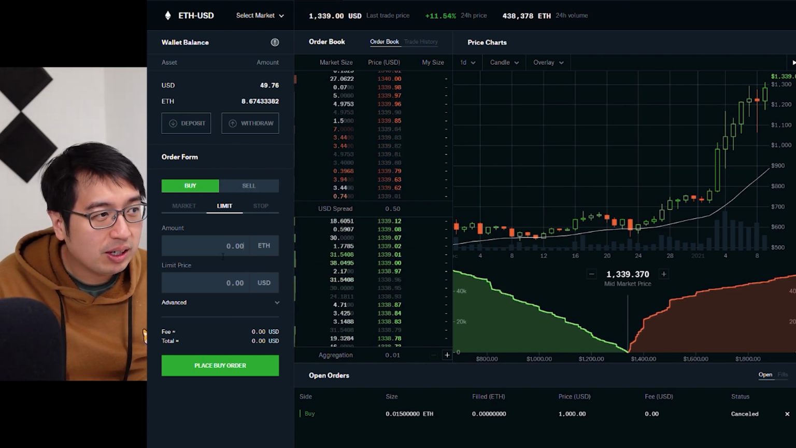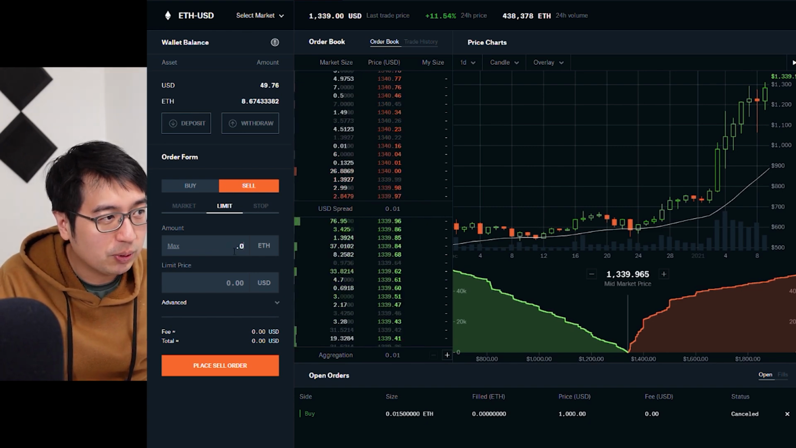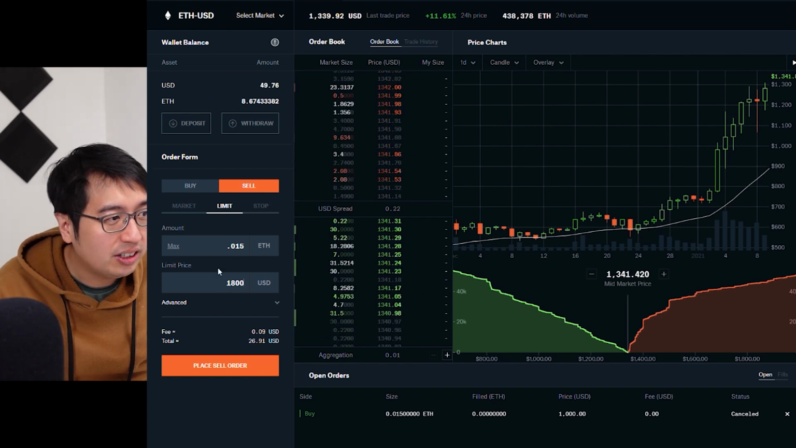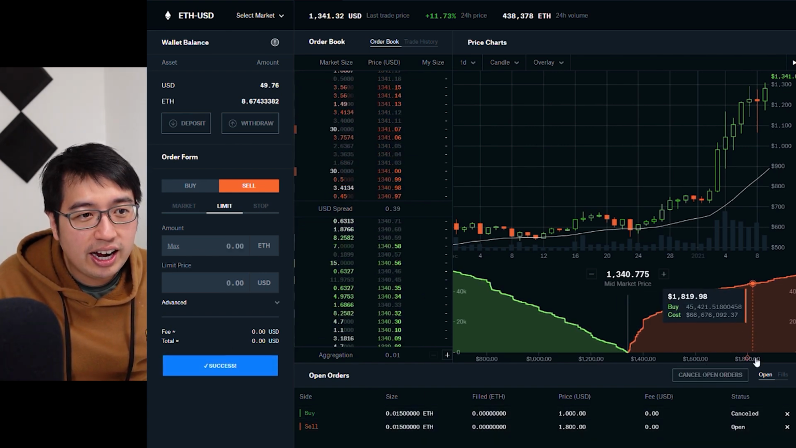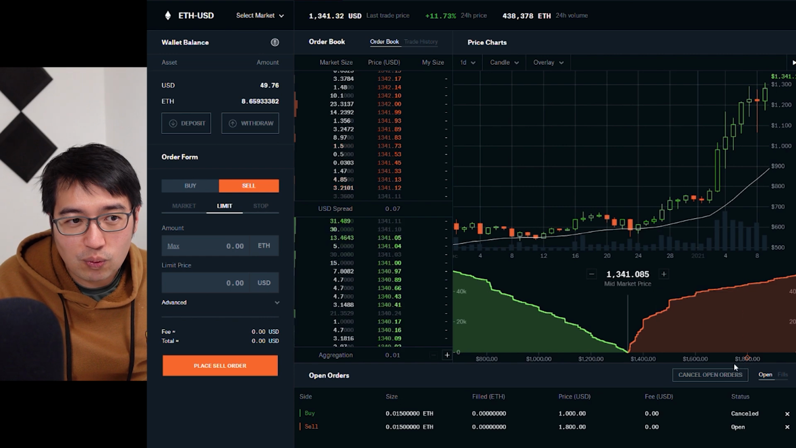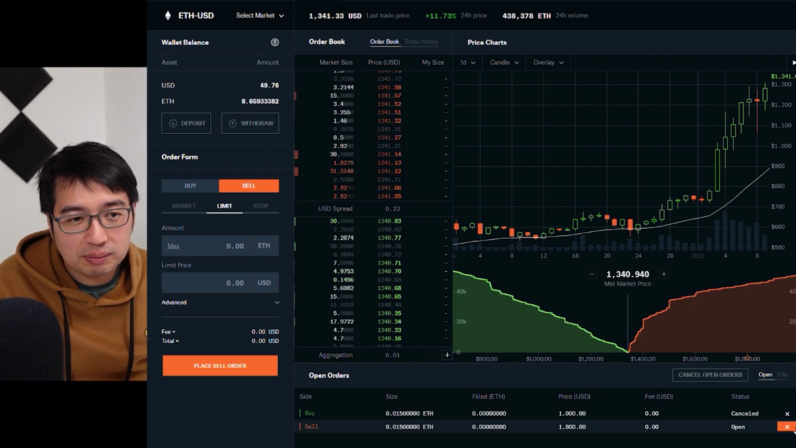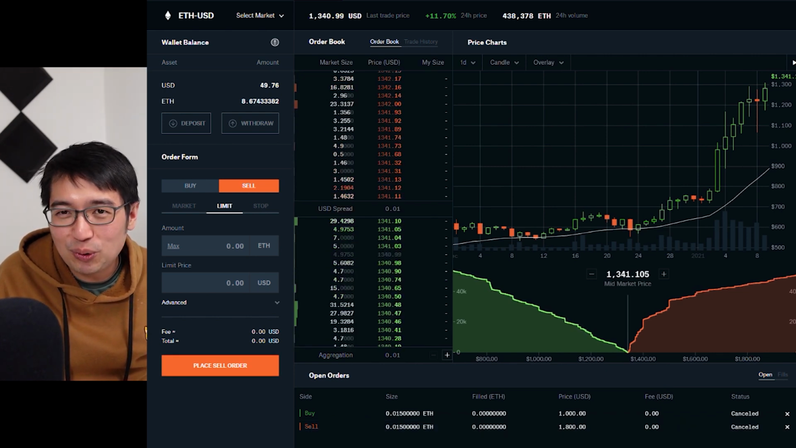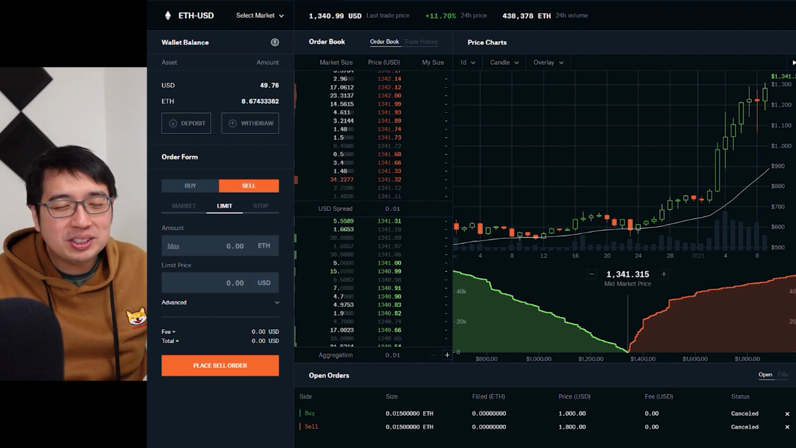So we can do the same thing with a sell order. I'm gonna change to limit sell. I'm gonna sell 0.015 ETH and I want to sell it for $1,800. Place a sell order and the diamond appears here on the right. So that order is gonna stay open until filled. I'm just gonna leave it because I'm gonna ride this thing out to either riches or zero. So we'll see what happens with that.